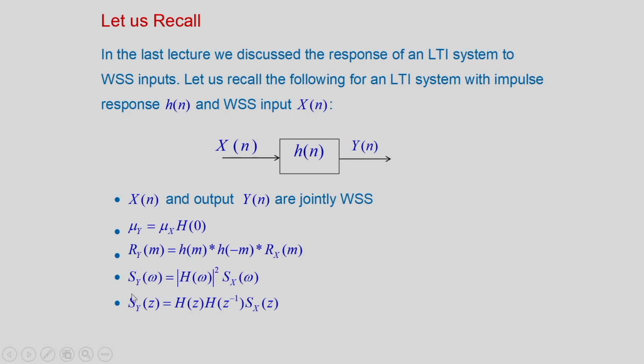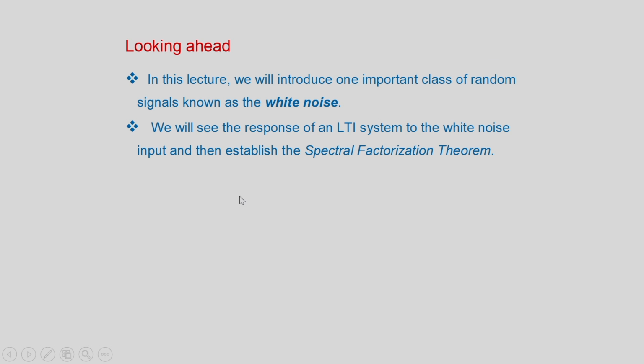In terms of Z transform, the generalized PSD Syz can be written as Hz, Hz inverse into Sxz. These are the results we established in the last class. Looking ahead, in this lecture we will introduce one important class of random signals known as the white noise. So, this is a very important building block for statistical signal processing.